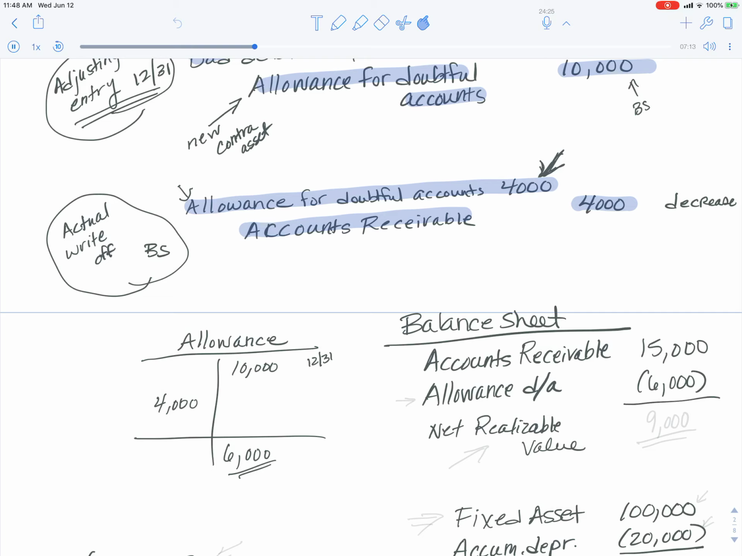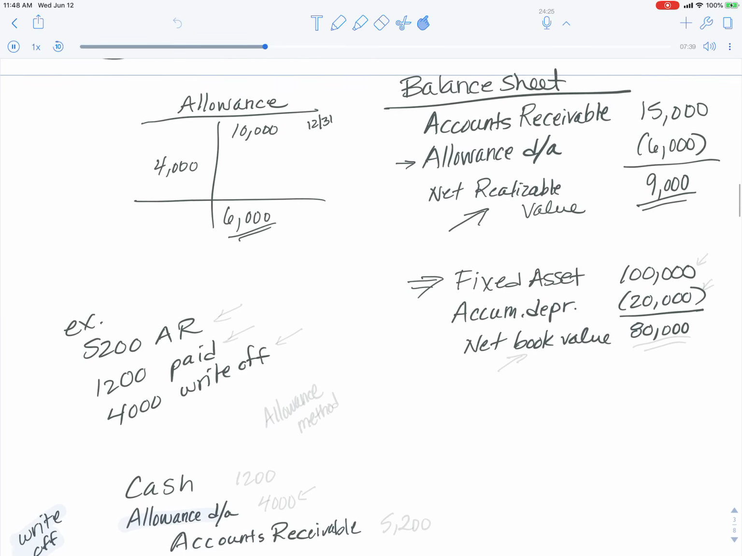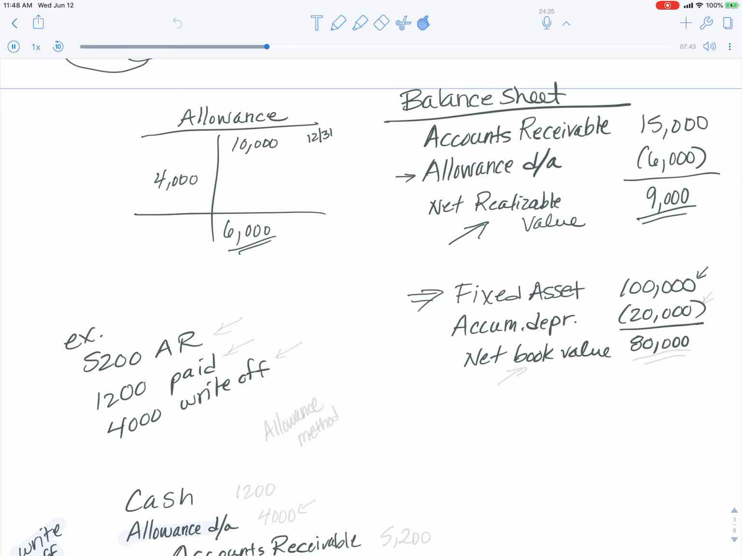So there's a new concept here, net realizable value. Because allowance for doubtful accounts is a contra asset and it hangs out with the debit balance of accounts receivable, then the difference we're going to call net realizable value, which is accounts receivable minus our allowance for doubtful accounts, and that is our net realizable value. This is very similar to what we do with our fixed assets, where we have an asset we purchased and we have accumulated depreciation for the amount of depreciation we've been taking that keeps adding up, and the difference between those two is net book value. So net realizable value is very similar.